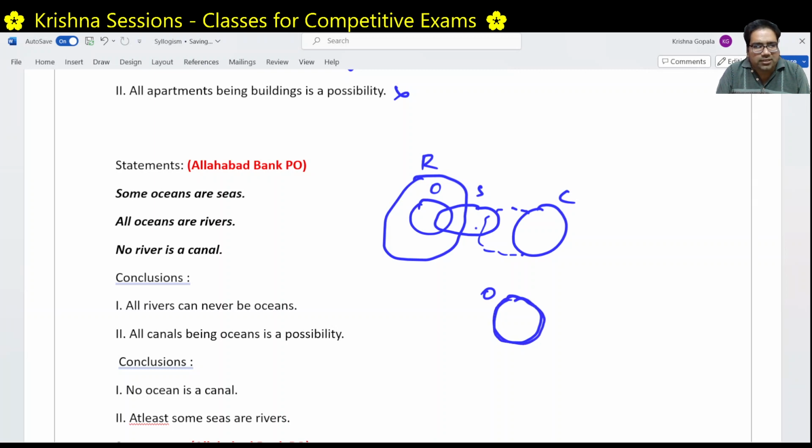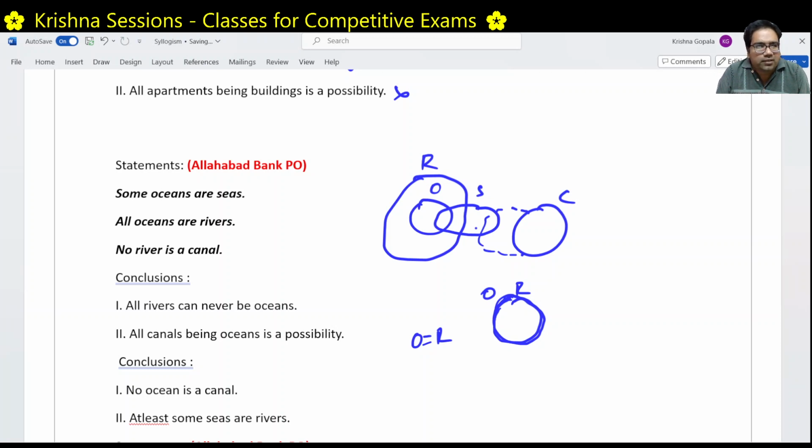Again, this is the same circle. Basically, oceans equal to rivers is what we are trying to draw. The same circle is oceans. All oceans are rivers, let's say. We are doing this. All oceans are rivers, and all rivers are also oceans.